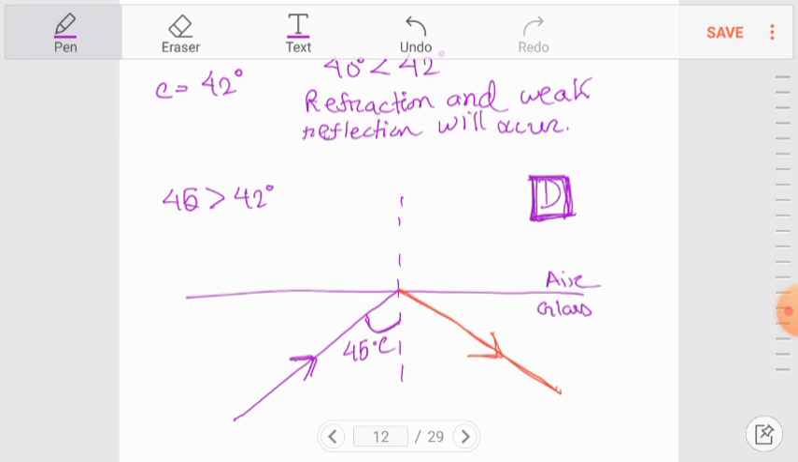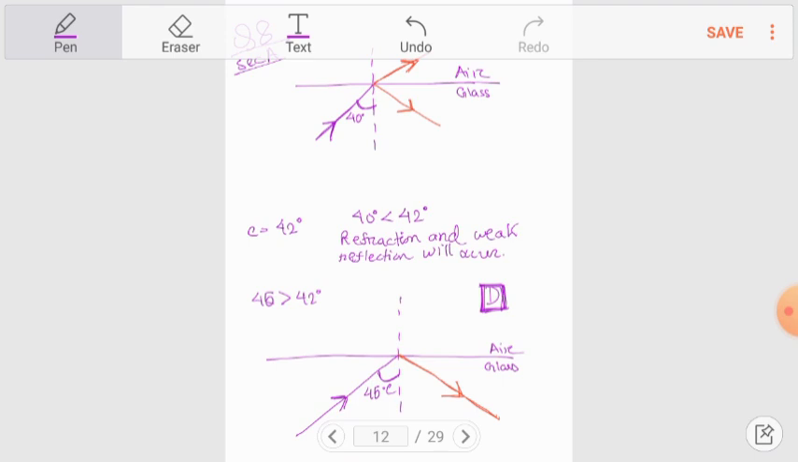I hope question number 8 was clear. Let me zoom out so that you can match both diagrams. Now that question number 8 is clear, I am moving to question number 9.